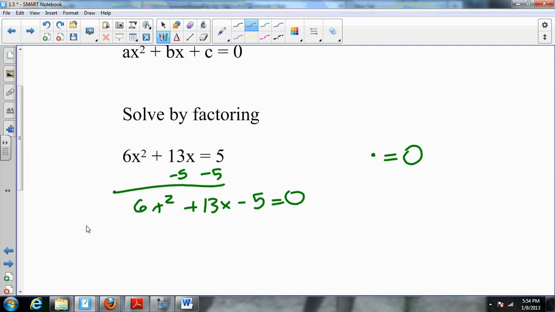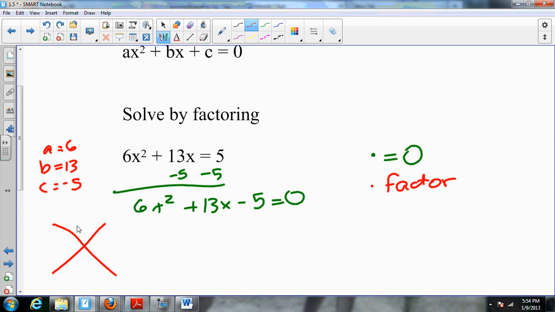Okay, factor as you normally would. A is 6, B is 13, C is negative 5. A times C is negative 30, B is 13. What multiplies to negative 30 and adds to 13? It would be positive 15 and negative 2. So put it in factored form, x minus 15 times x minus 2 equals 0.